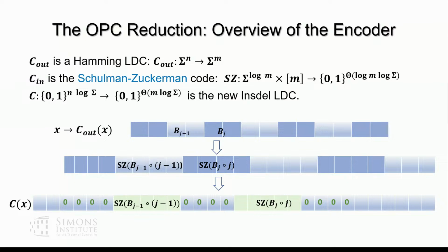After this step, we add some extra buffers to make sure that we can separate the information bits from each other. Each of these buffers, as well as the code, is going to have size about log m bits. And just to remind you, this is essentially where the blow-up occurs, the log m blow-up.